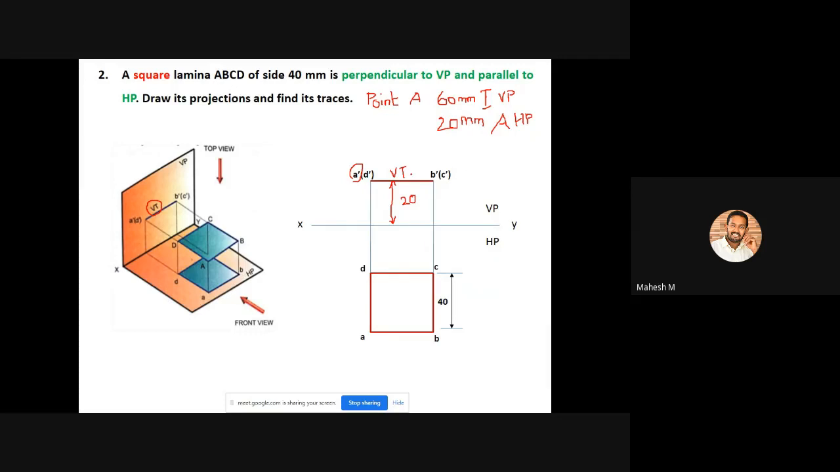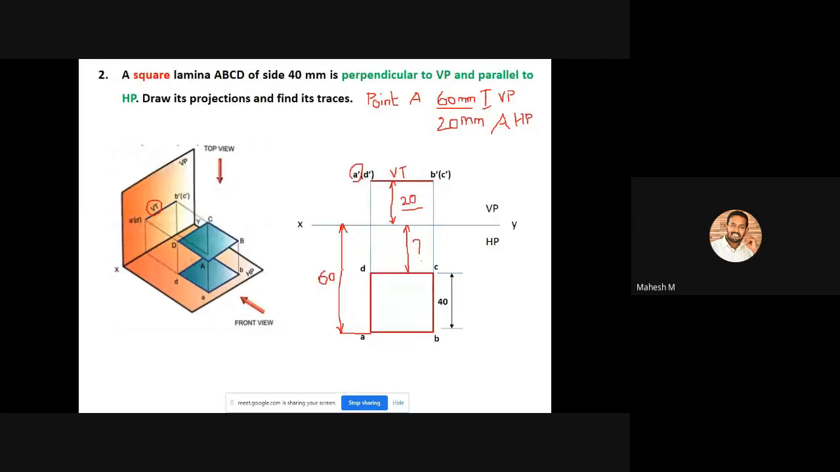Then you only need to consider point A. Since it is a plane, they will give you only one point condition. So point A is 20 mm above HP, and now the condition is satisfied here. Next it should be 60 mm in front of VP. That means the distance between the reference line and this point A should be 60 mm. You don't have to consider this other distance, it can be anything, no problem. So here you can mark it as 60.